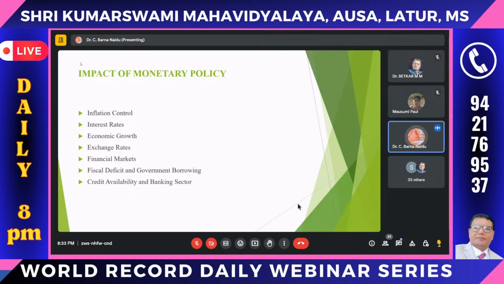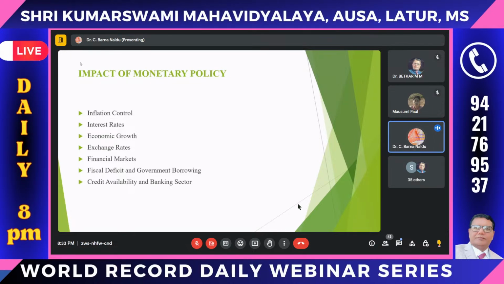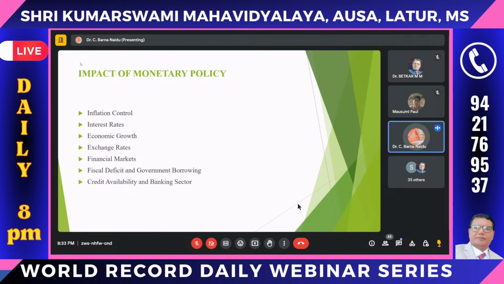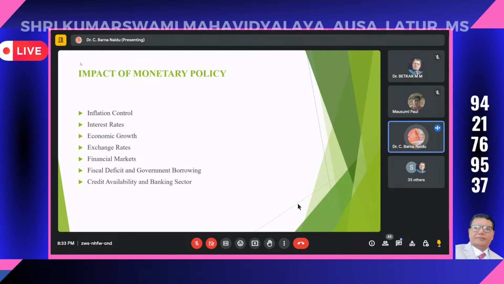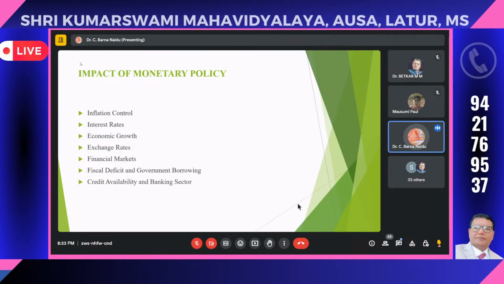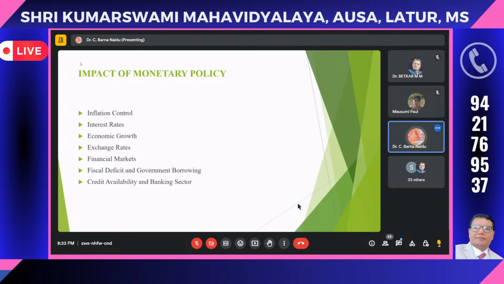Now, exchange rates. Monetary policy influences the value of the Indian rupee. Lower interest rates can weaken the currency and boost exports, potentially increasing import costs. Then financial markets: policy changes affect stock and bond markets. Lowering rates can increase investment in equities, but might also increase the market risk due to excessive liquidity.